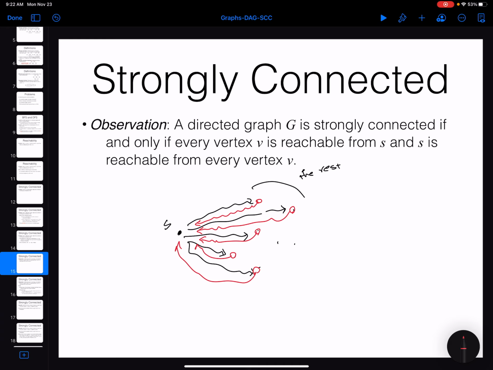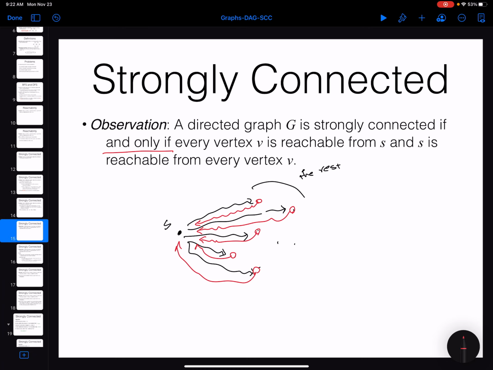Why is this enough? I'm telling you that if you do this sanity check for just one node, take any one of the nodes and check it for that node, that's going to be enough. This statement is an if and only if. The proof, I think, is quite intuitive.